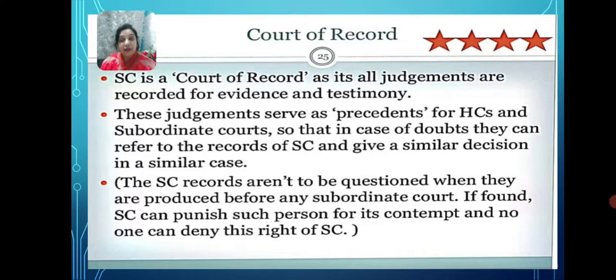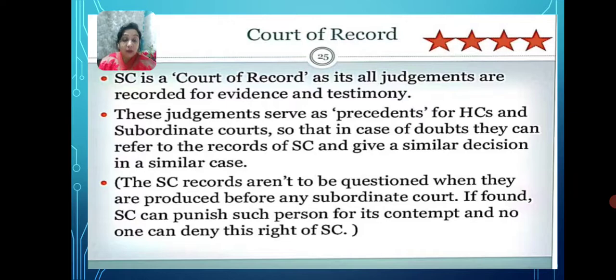Not only this, sometimes it happens that some cases seem similar, right? And in order to solve that case, you can go and study the case which found a solution years back. So many of the connecting links you will get, many of the loopholes you will be able to find out, and for all this purpose the court of record plays a very important role.